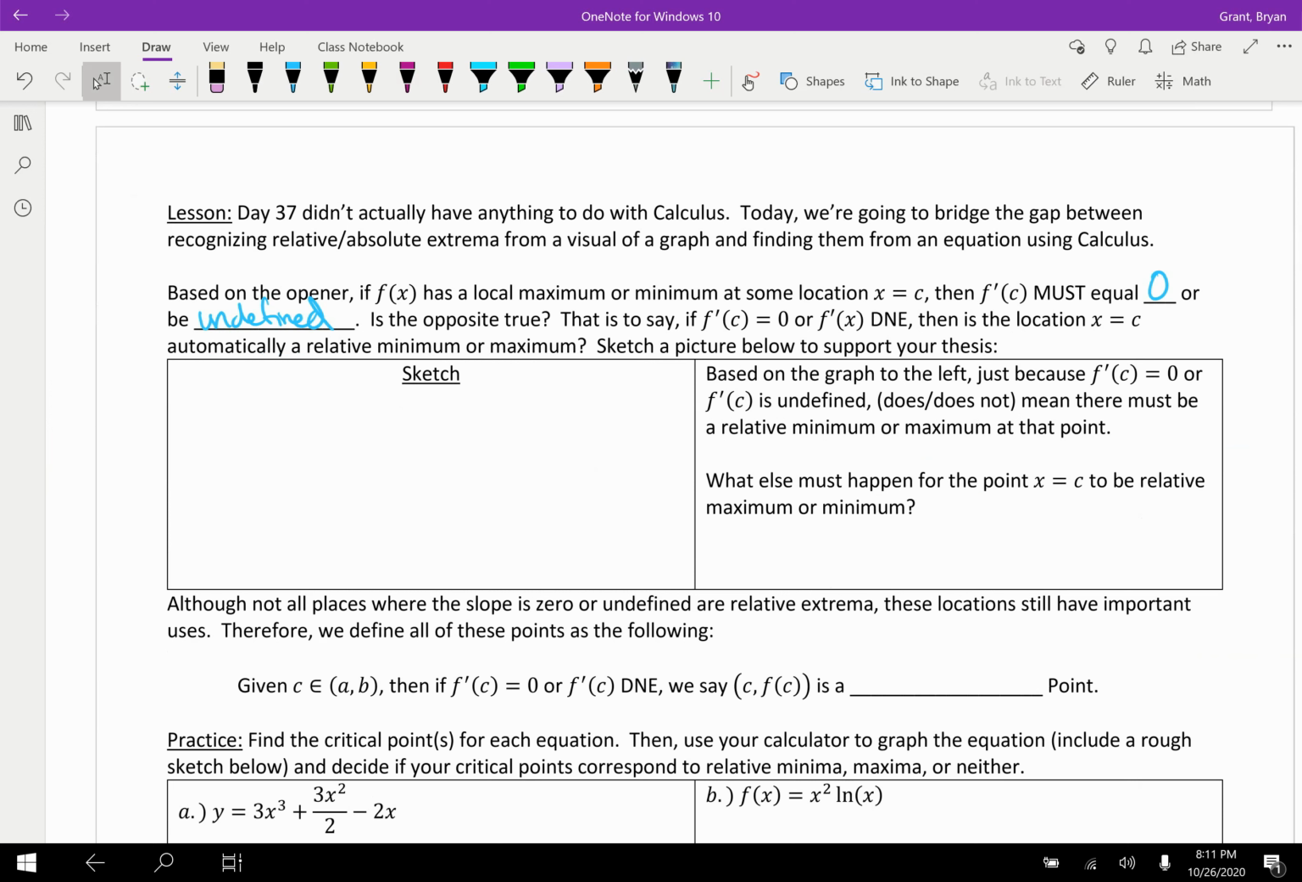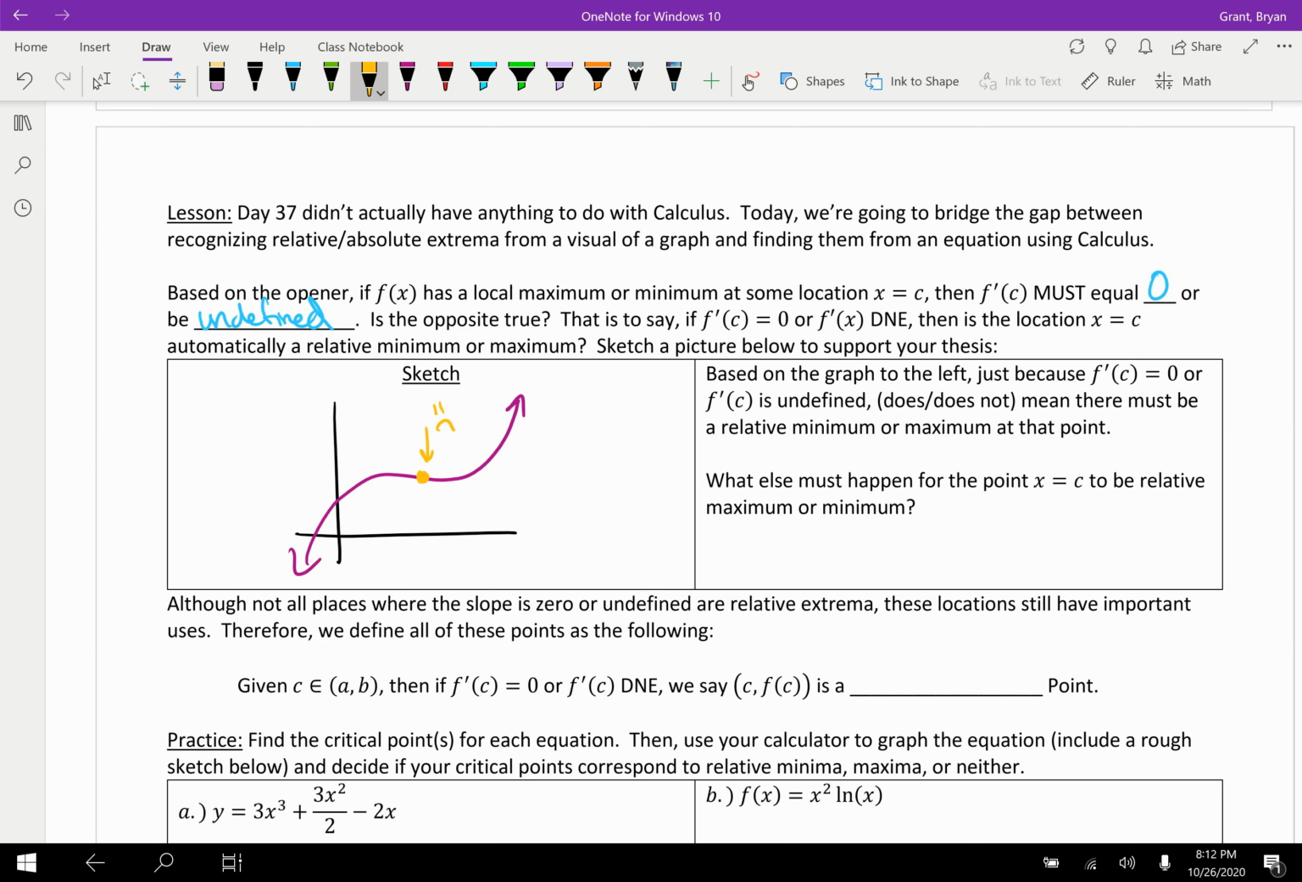Okay, it said we should do a sketch. We can just do the same sketch that I did before, right? We can just do something like this, yep, and we can say that has a slope of 0, but it's not a critical point. Okay, so what else has to happen for x equals c to be a relative max or min?